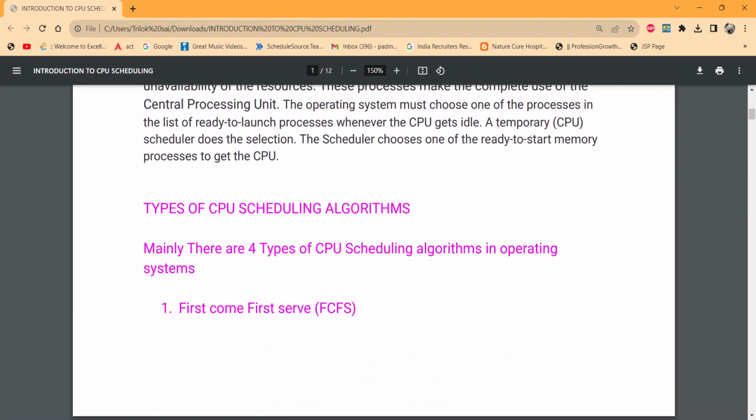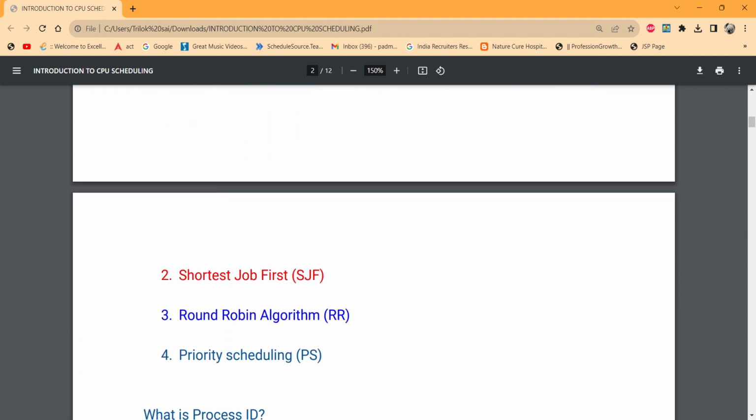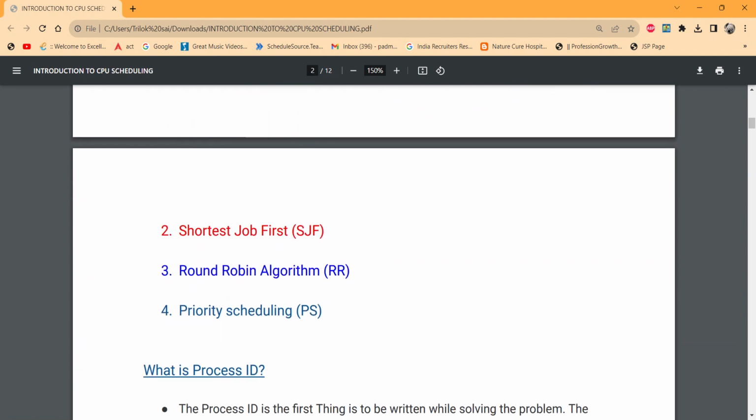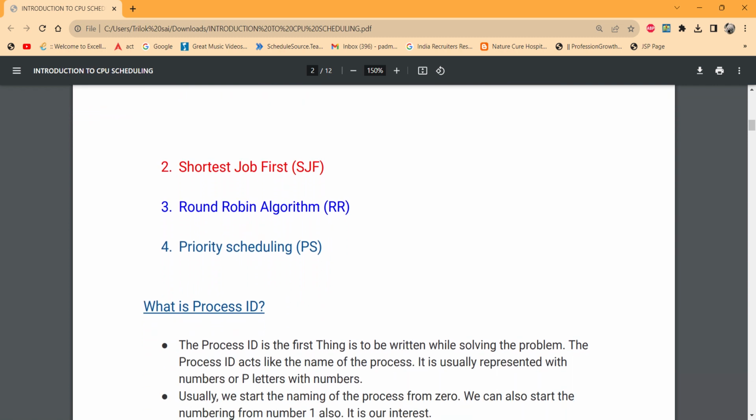Now coming on to the CPU scheduling algorithms, my dear friends, there are four types of important CPU scheduling algorithms in operating systems. The first one is first come first serve. As the name suggests, the process which comes first will be served first according to the arrival time. The second one is the shortest job first, SJF. The third one is the round robin algorithm, and the fourth one is the priority scheduling.